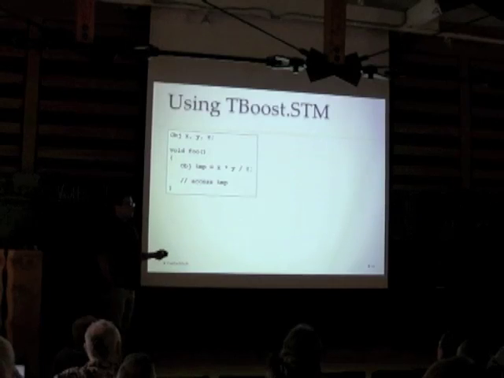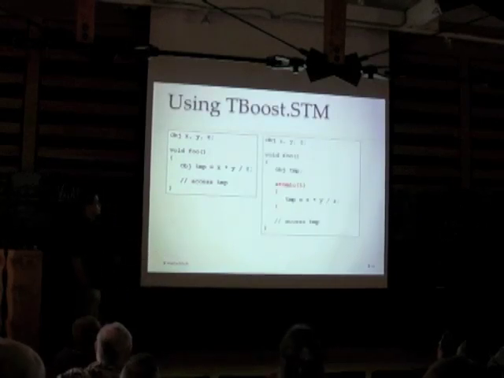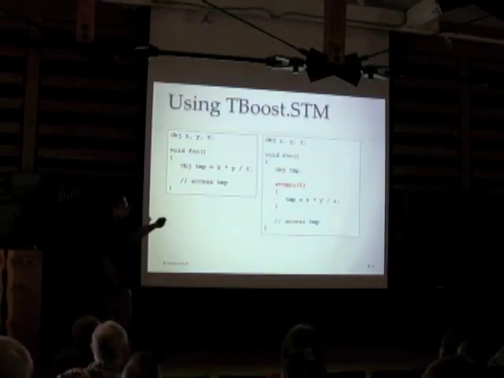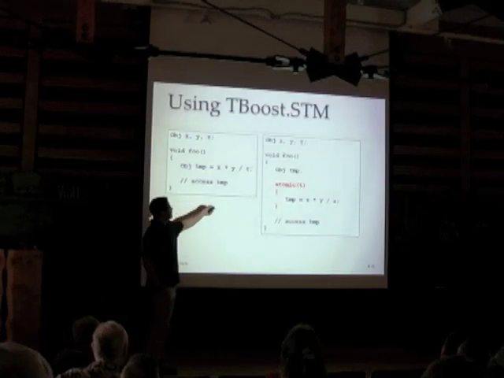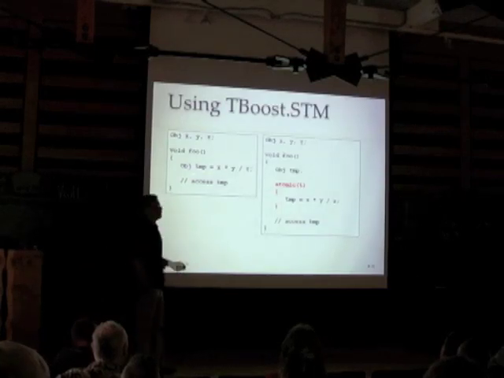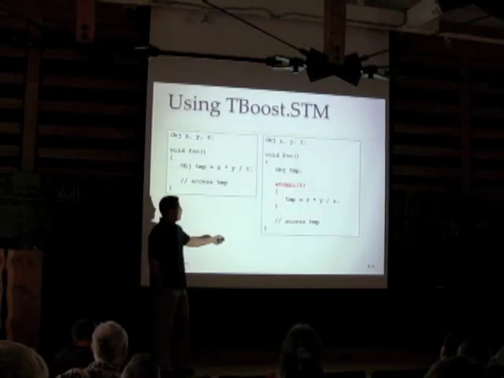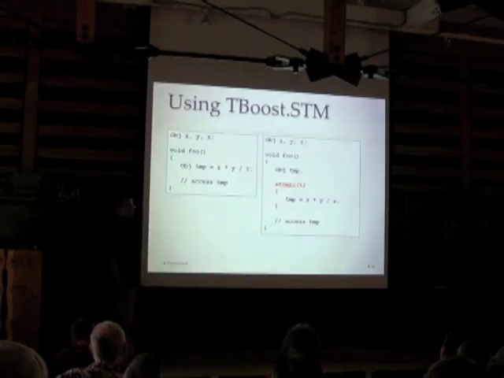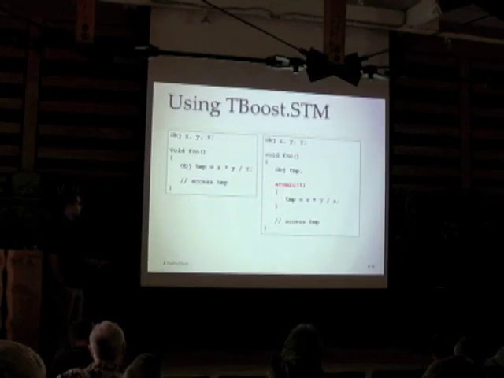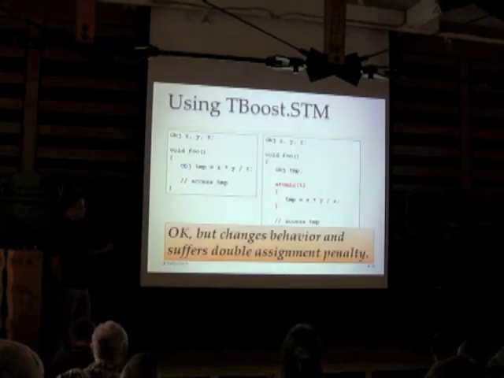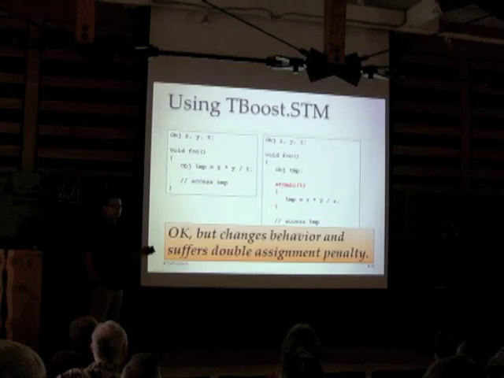Another way to do this is like this. And keep in mind, we really just need to synchronize the access here. We don't need to synchronize any of this. So we can make the transaction a little bit shorter, and then access our temp down here. And this also works, but it potentially changes the behavior slightly.